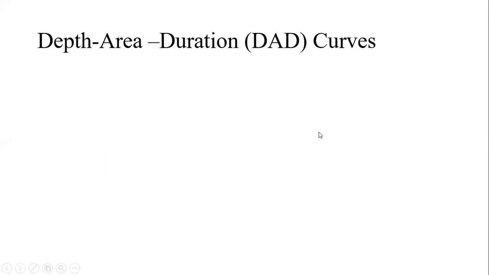Now we are going to proceed to the next part, that is depth area duration curves. They are also called DAD, that is depth area duration. Here the depth is nothing but the depth of the precipitation. Whatever rainfall has occurred, how much amount of the rainfall we have collected in centimeters, millimeters, etc. That recorded depth of the rainfall is nothing but the depth.